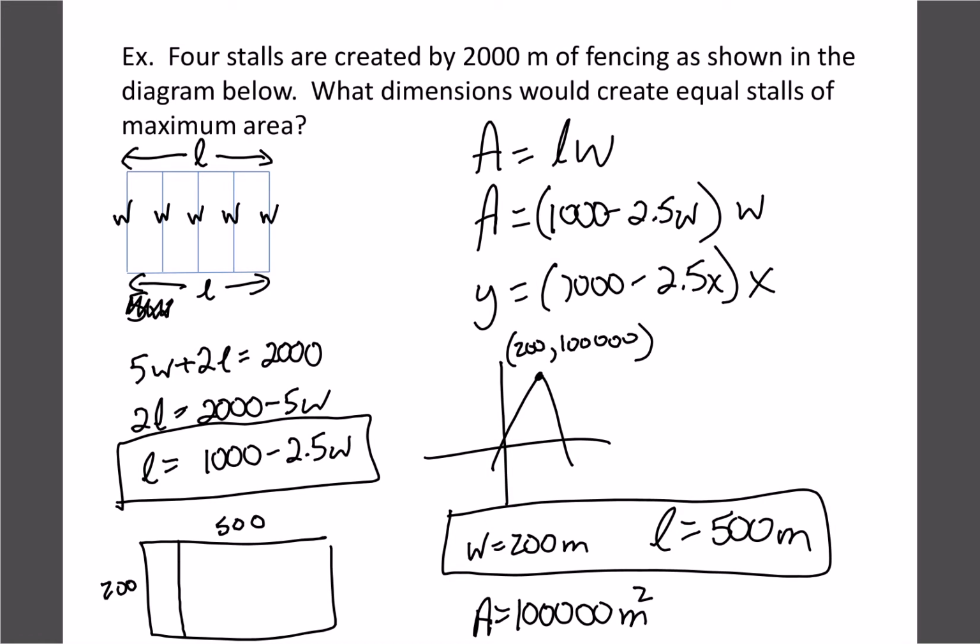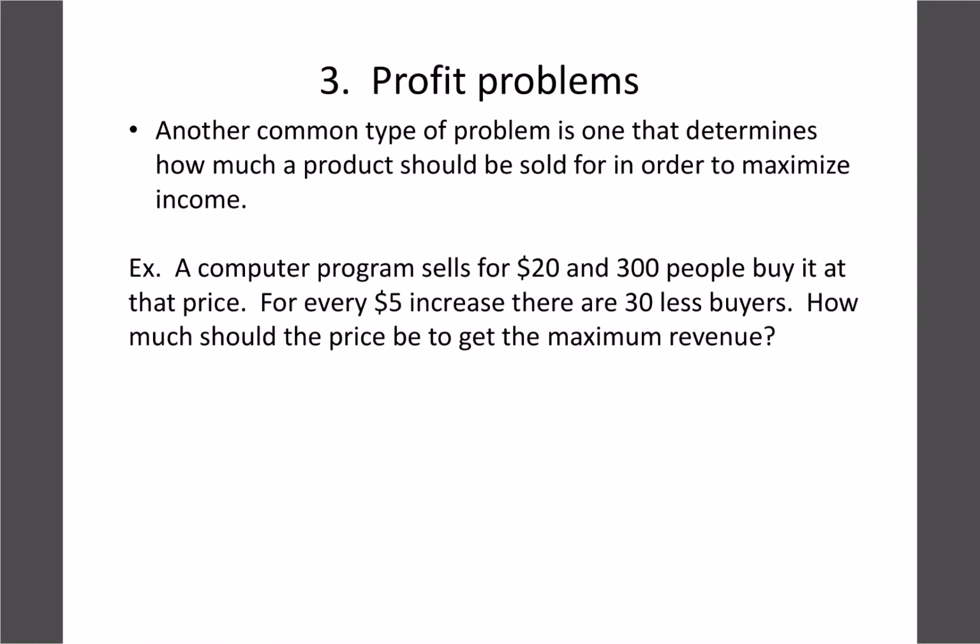If we wanted to know what each size of the pen is, we would just divide it by 4, so we'd actually get 200 by 125 if we're looking at each individual size. But it doesn't matter which way you solve these, you'll get the same total dimensions.